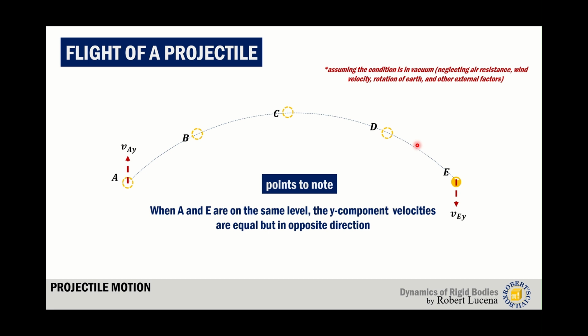In terms of y component velocity, if A and E are at the same elevation, the y component velocities are equal in magnitude but opposite in direction. At point A, we have a positive velocity, and at point E, we have a negative velocity, but they have an equal amount of magnitude.